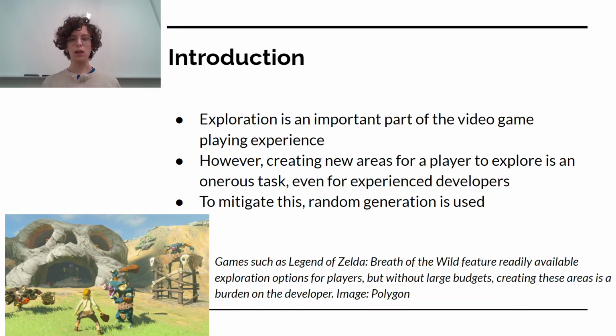To that end, a lot of developers have decided to rely on random generation in order to create terrain for their players to explore. The video game Legend of Zelda Breath of the Wild, which was released in 2017, has received critical acclaim for its large and explorable open world. But creating that resulted in costs for the developer, Nintendo. And on the flip side of this, video games such as Minecraft use random generation in order to create a lot of terrain for a player to explore without needing to create that all by hand.